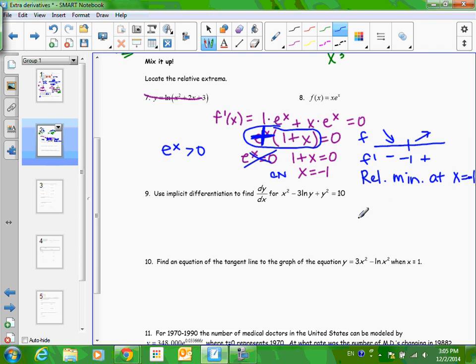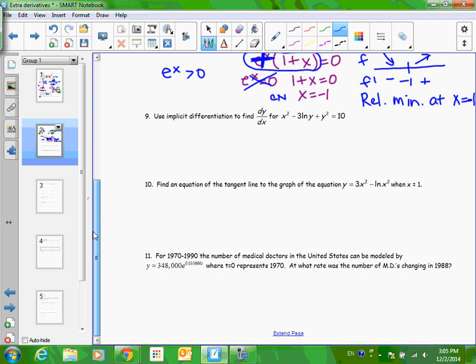If you wanted to find the y value of that min, what would you do? Plug it into the original equation. Plug -1 back into the original. We're not going to do that. You could also tell me where this graph is increasing, decreasing. We could take second derivative and do concavity. I mean, the possibilities are endless. But for today, we'll just move on. Okay, number 9.